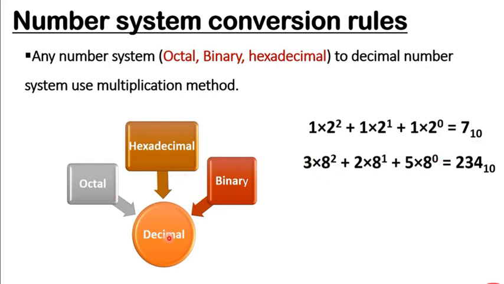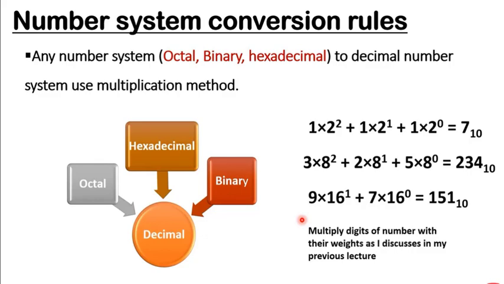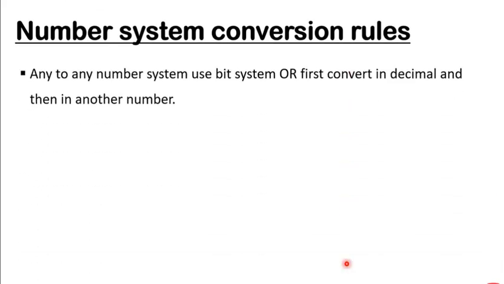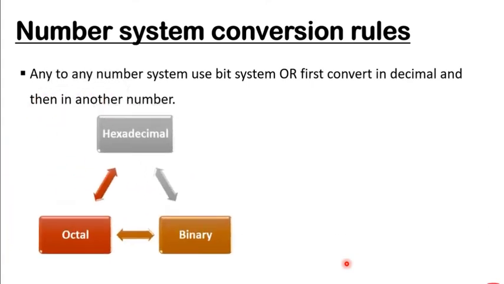1 multiplied by 2 plus, and then you have 0, and then you have the result 7. Similarly, if you would like to convert from octal to decimal, then you have to multiply the digits by the base of octal, and so on and so forth. And similarly for hexadecimal to decimal, you have to multiply by the base of hexadecimal, which is 16. So multiply the digits of the number with their weights as I discussed.